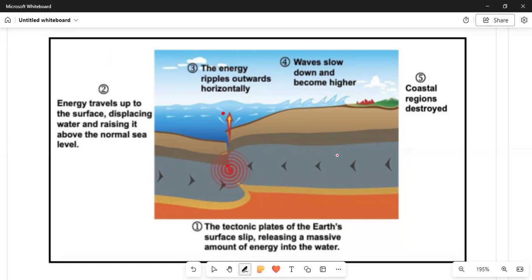Number three, the energy ripples outwards horizontally, as the arrows show, a movement sideways. When it moves sideways, the waves slow down and become higher. Then number five, the coastal region will be destroyed. That is 10 marks.